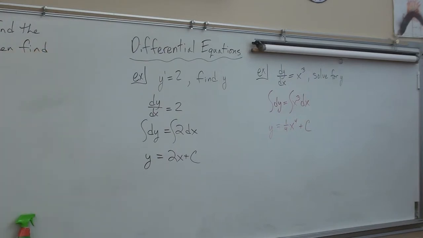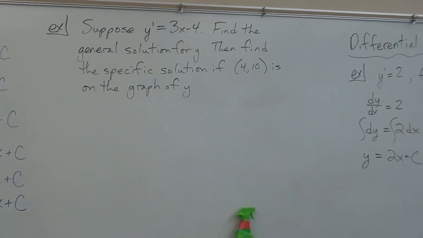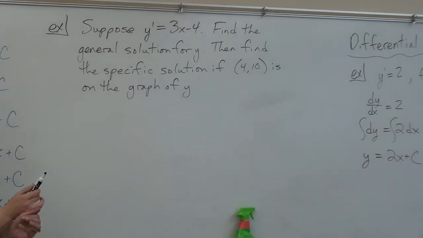Then find the specific solution if the point (4, 10) is on the graph of y. All right, so first we have y prime equals 3x minus 4. First thing we've got to do is find the general solution, then the specific solution using that point.